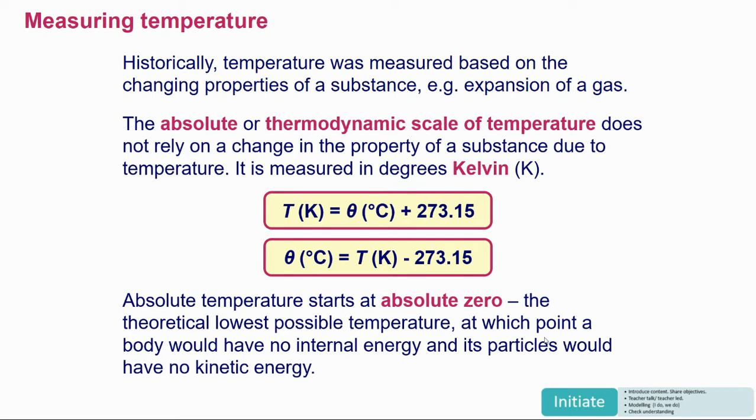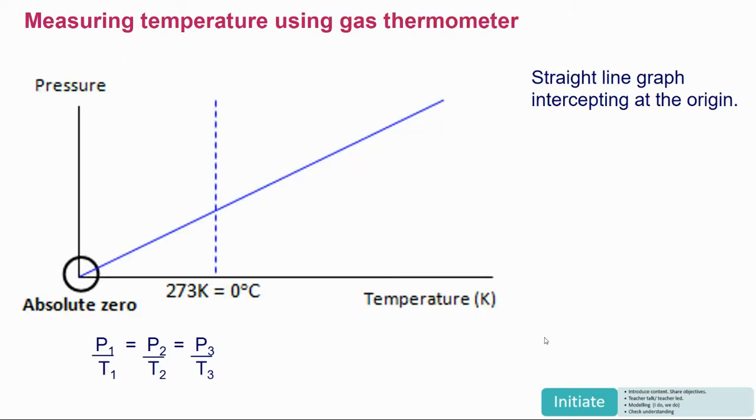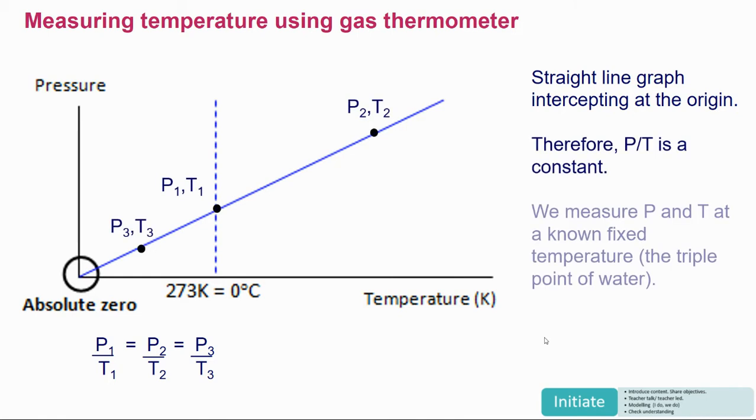So absolute 0. Now, how do we find absolute 0? We get a box of gas. We measure the pressure and the temperature at a known temperature. So, for example, I don't know, water, which we call 0 degrees C. So here we go. P1 and T1 are the pressure and temperature of that gas at 0 degrees C.